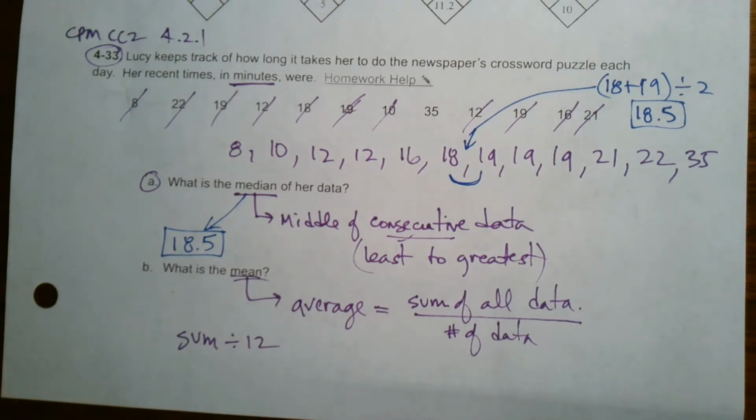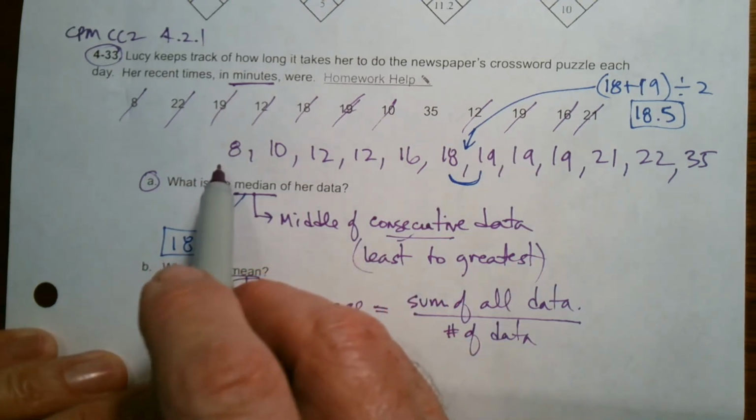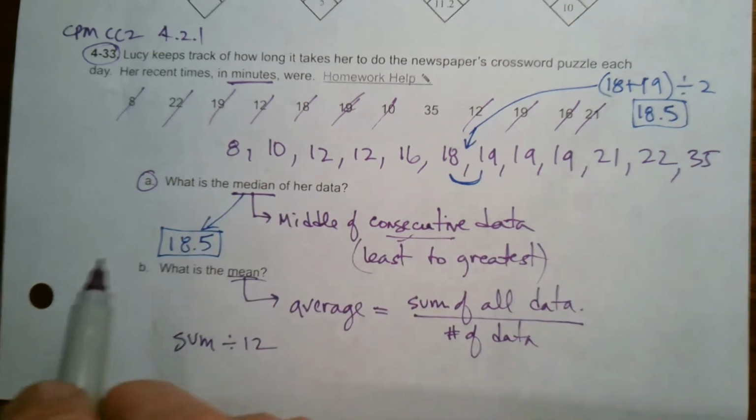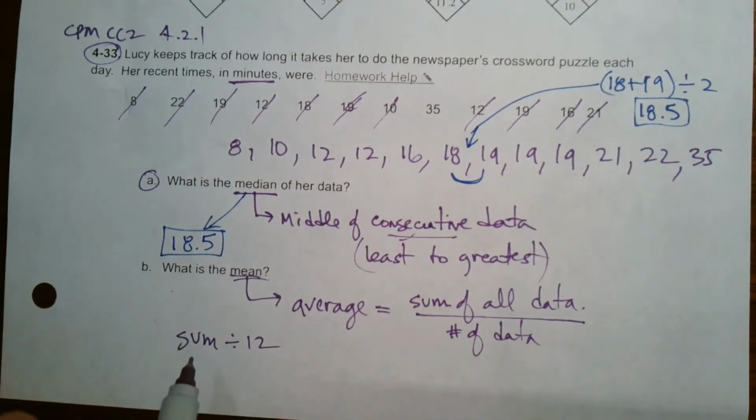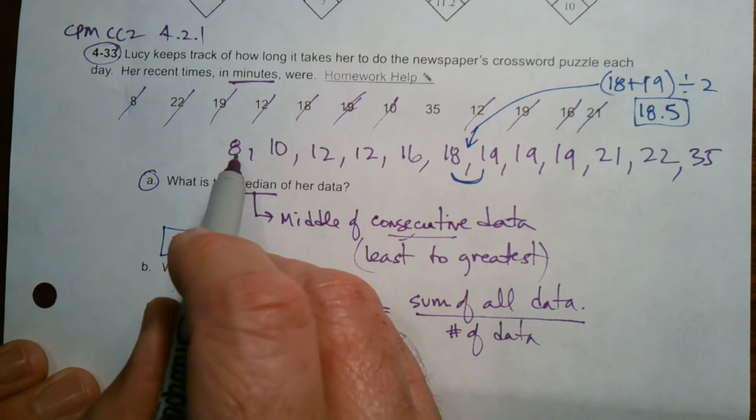8 plus 10 plus 12 plus 12 plus 16 plus 18 plus 19 plus 19 plus 19 plus 21 plus 22 plus 35. Let's see if that's right. I got 212. I think that's right. I might want to check, or 211, excuse me. Let me check that again here.